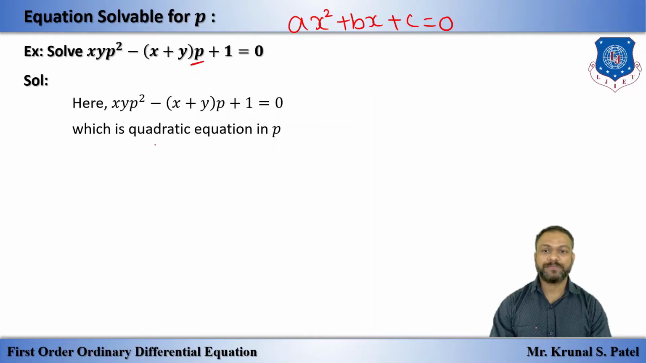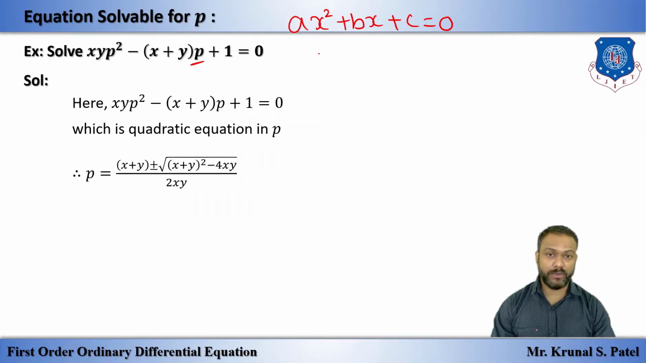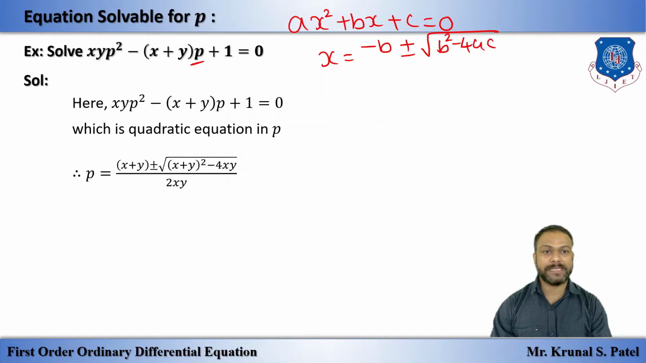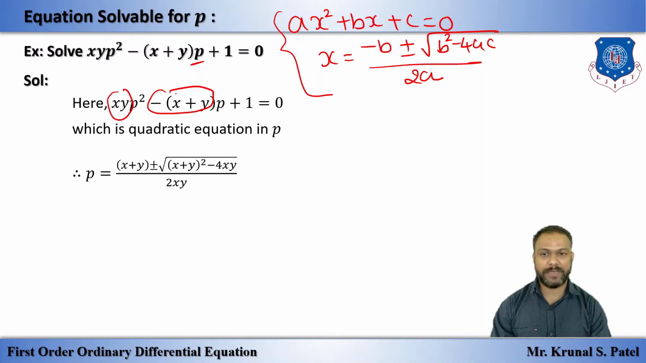So we have the formula. You know the formula for this: x is equal to minus b plus or minus under root b square minus 4ac by 2a. This is the formula for the quadratic equation in x. Similarly we can use p is equal to minus b. Here b is minus of this, so minus minus plus, plus or minus under root b square, that means this whole square, minus 4ac. 4a, that means xy, and c, that means 1. So we just put it here, and upon 2a, that means 2xy.